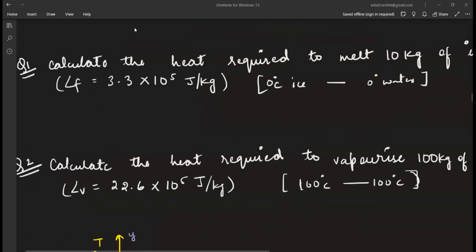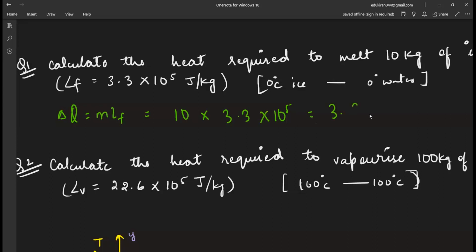Okay, then, Khadija, coming to questions. This says calculate the heat required to melt 10 kg of ice, and the latent heat of fusion is already given. So delta Q will be M into LF. Mass is 10 kg. What is LF? Latent heat of fusion is given, 3.3 into 10 to the power 5. So the answer will be 3.3 into 10 to the power 6 joules of heat.